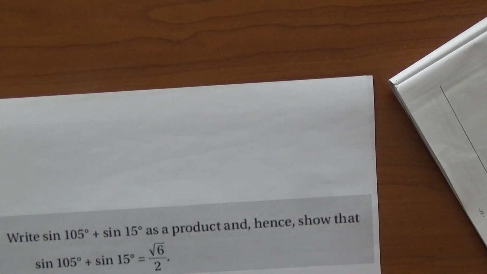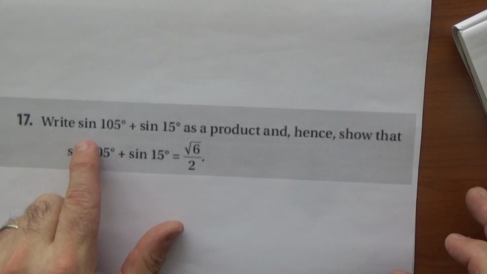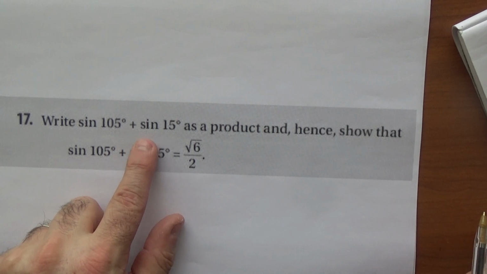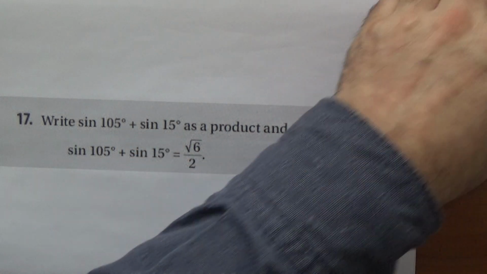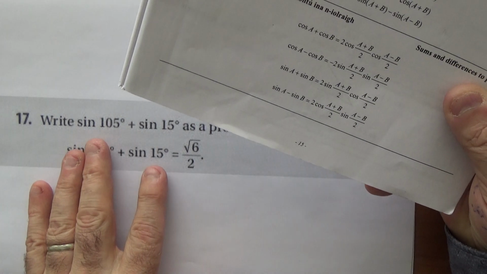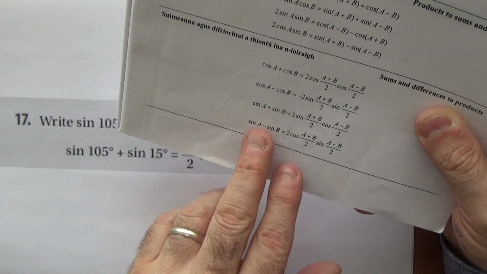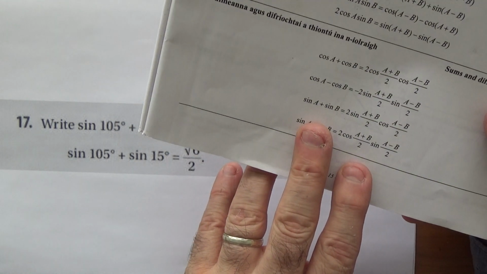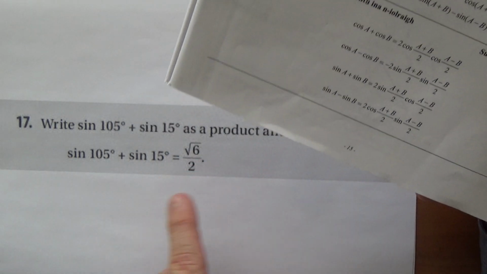So 17 is the next one where we actually have an answer in the marking scheme. So let's see why that would be. Write the sine of 105 plus the sine of 15 as a product. So this is a problem. We haven't done anything like this before. But it's the sum of two sines, so it makes sense to think this will be our way to go, as a product, and hence show this.